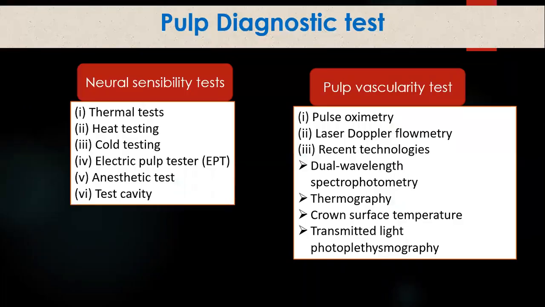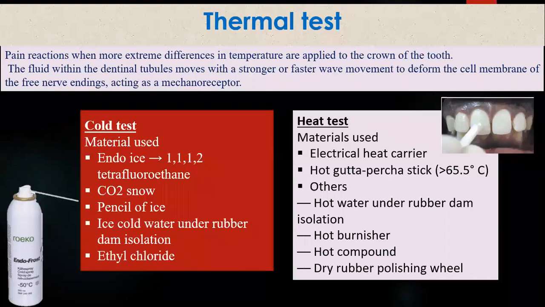Typically, what diagnostic tests can we use for this? We have the neural sensibility test, which is based upon the response of A delta and C fibers, and the pulp vascularity tests, which assess the actual pulpal blood flow. So we have pulse oximetry, laser Doppler flowmetry, and other tests with the recent technologies we have. We are not going into detail right now, but this is how these tests are useful to us. Basically, thermal tests are the pain reactions to extreme temperature differences, which we must remember. This is the basis of the thermal test.